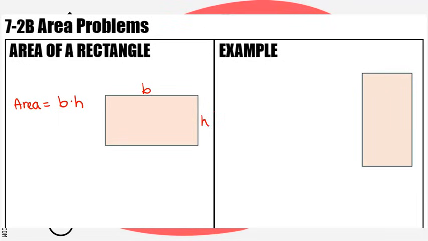Now, sometimes people use length times width. That is totally fine too. But the B stands for base and the H stands for height. And if you're anything like me, I always was overthinking which one's the base and which one's the height. It doesn't matter. You're just multiplying the two different side lengths together.